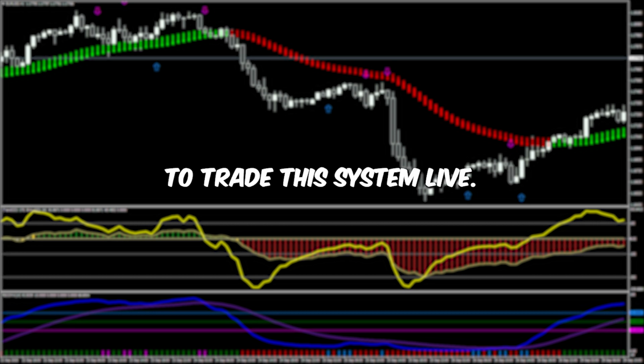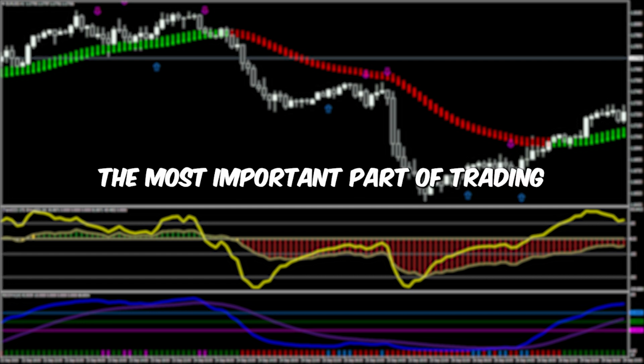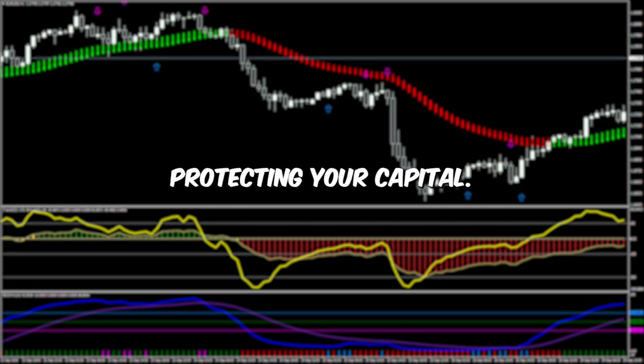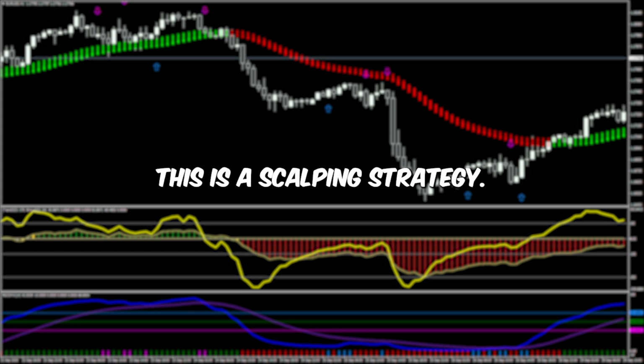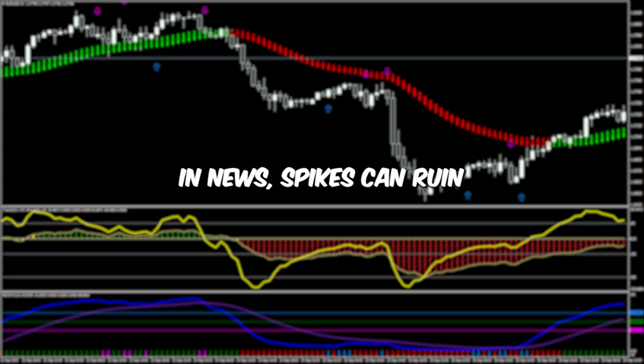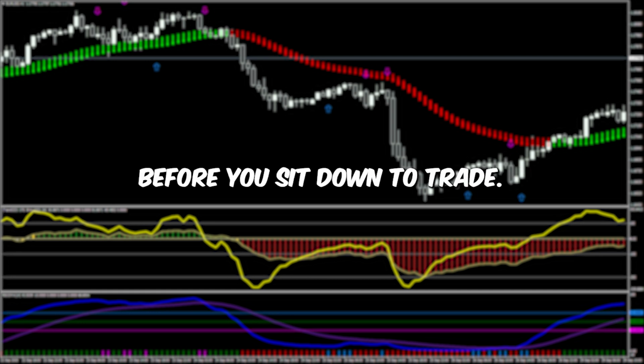Before you rush off to trade this system live, we need to talk about the most important part of trading: protecting your capital. First, avoid high-impact news. This is a scalping strategy, and news spikes can ruin your setup in seconds. Always check an economic calendar before you sit down to trade.